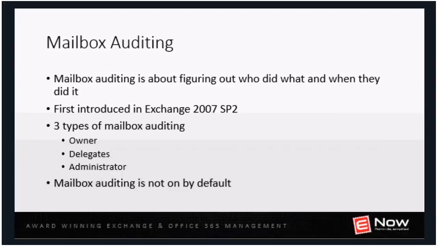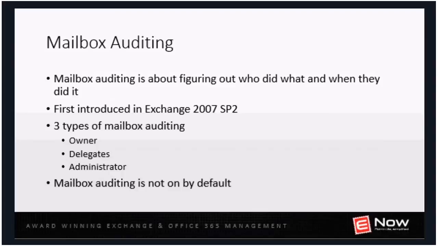Owner auditing, that's obviously the mailbox owner, the person who owns that mailbox, and what they're doing to the mailbox. It's delegate auditing. Those are the people that the mailbox owner delegates rights to so that they can have access to the mailbox. It audits what they do. And then it can audit administrator auditing, so you can see what administrators do, who the mailbox owner doesn't have to give permission because they're administrators to access that mailbox.